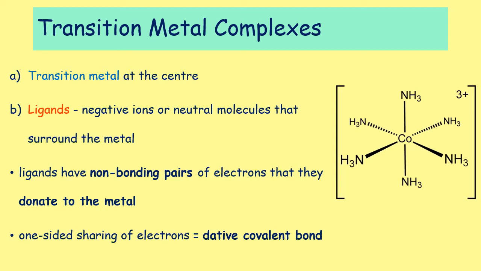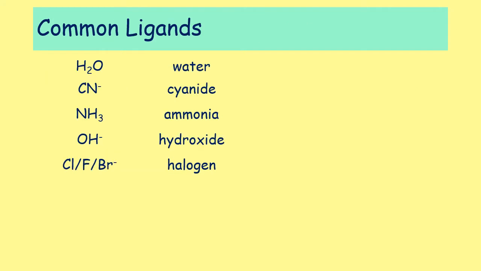Now you can see in the diagram on this slide that they've used normal bond lines to show the bonds. Dative covalent bonds are sometimes shown as arrows, and the arrow goes from the ligand to the metal, representing that the electrons are being shared from the ligand onto the metal. So if you see arrows, that's all that means, and it's the same thing as having a normal bond. So it's dative covalent bonds.